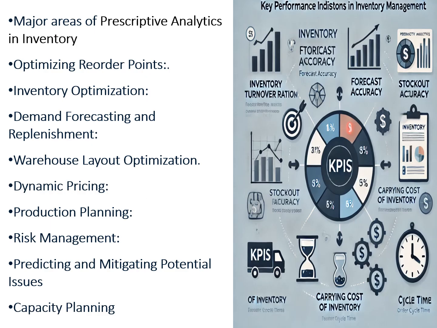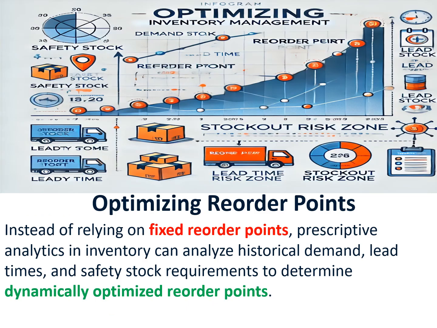The major areas of prescriptive analytics in inventories are optimizing reorder point, inventory optimization, demand forecasting and replenishment, warehouse layout optimization, dynamic pricing, production planning, risk management, predicting and mitigating potential issues, and capacity planning. Now let's discuss these one by one. The first one is optimizing reorder point.